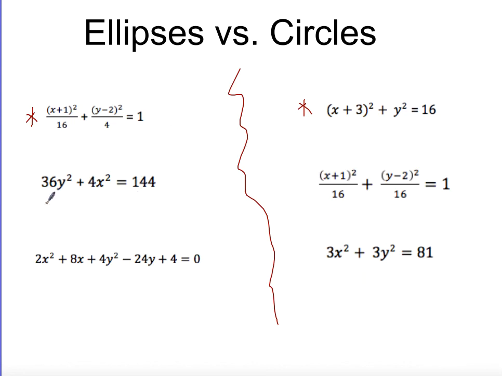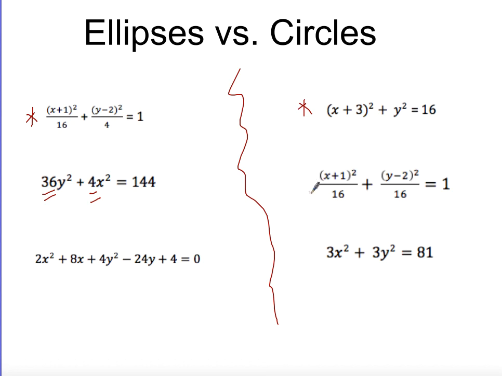In the left-hand side here, 36y squared plus 4x squared equals 144. Sometimes people will think that looks a little more like a circle than an ellipse, but what I want you to notice is that these leading coefficients are not the same, and that's what makes this an ellipse instead of a circle. If I would set this equal to 1 and divide every single term by 144, then we would get it back to a form that looks like what you see on the top.